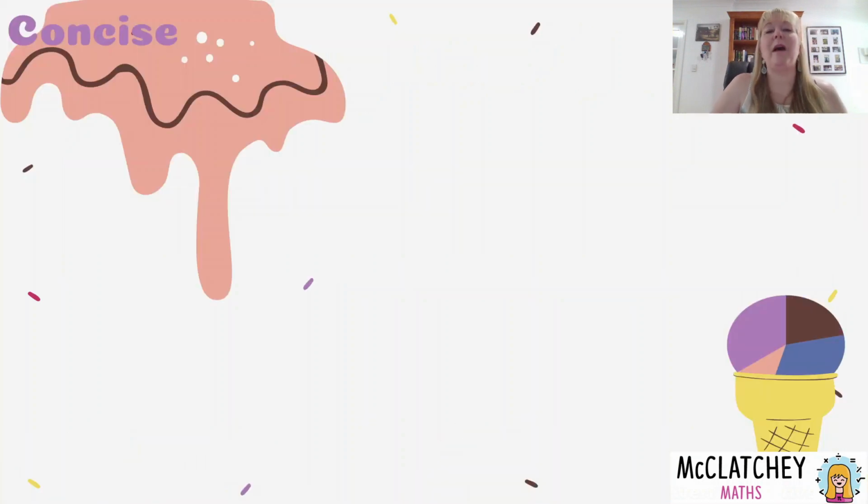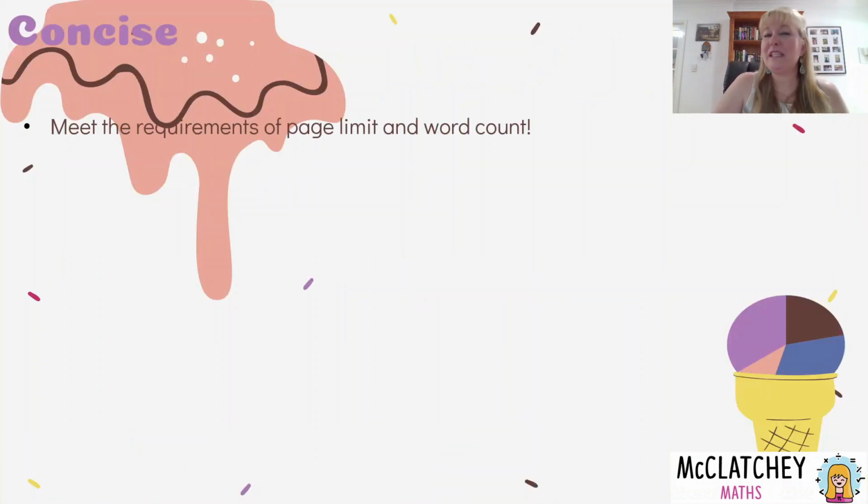Let's move on now and talk about what it means to be concise. So we need to make sure we're meeting the requirements of our page limit and our word count. And this is really important. Every school will have different policies on what they do if you go over your word limit or over your word count or over your page limit. Very, very important to stay within those.